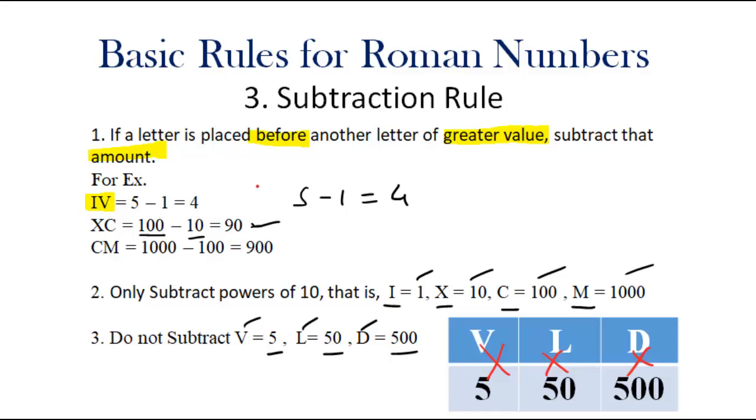So in brief, the letter of lower value can be subtracted. For that, it has to be placed before the letter of greater value. The letters with the power of 10, that is 1, 10, 100 and 1000, I, X, C, M respectively, can be subtracted from the higher numbers. Never subtract the letters with value 5, 50 and 500, that is V, L and D. There are some more rules of subtraction.